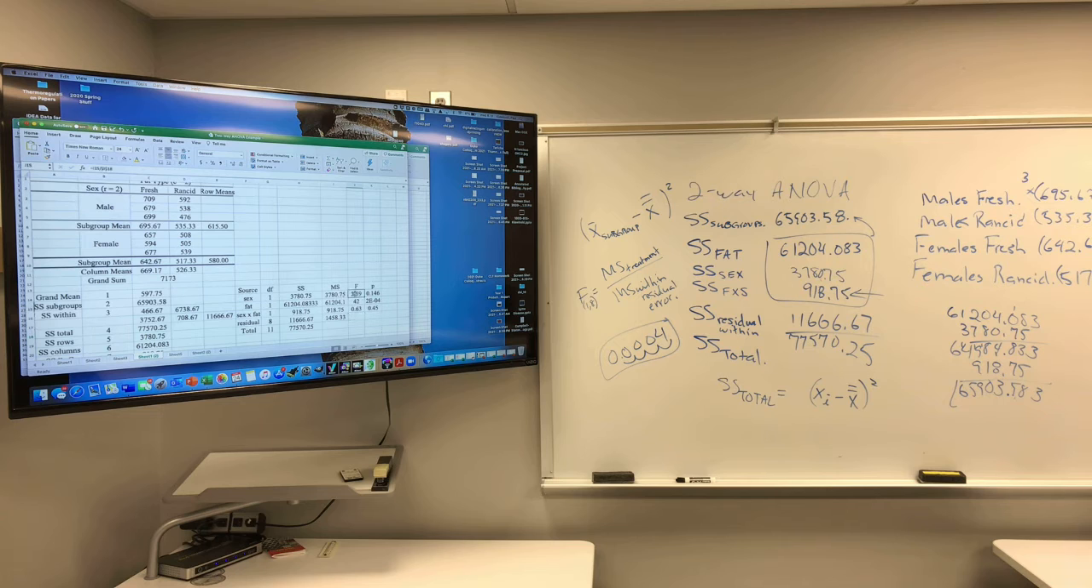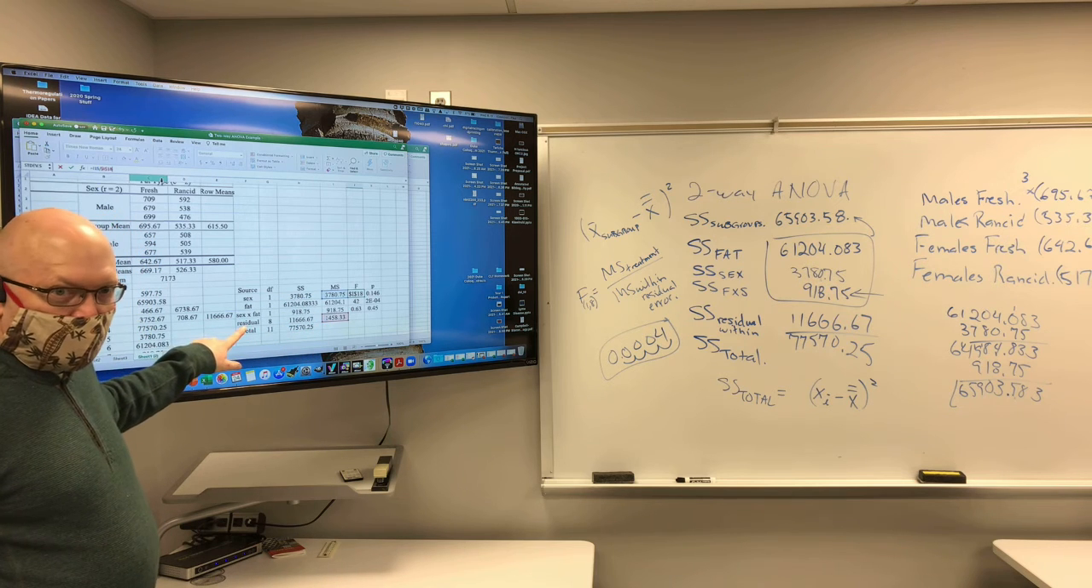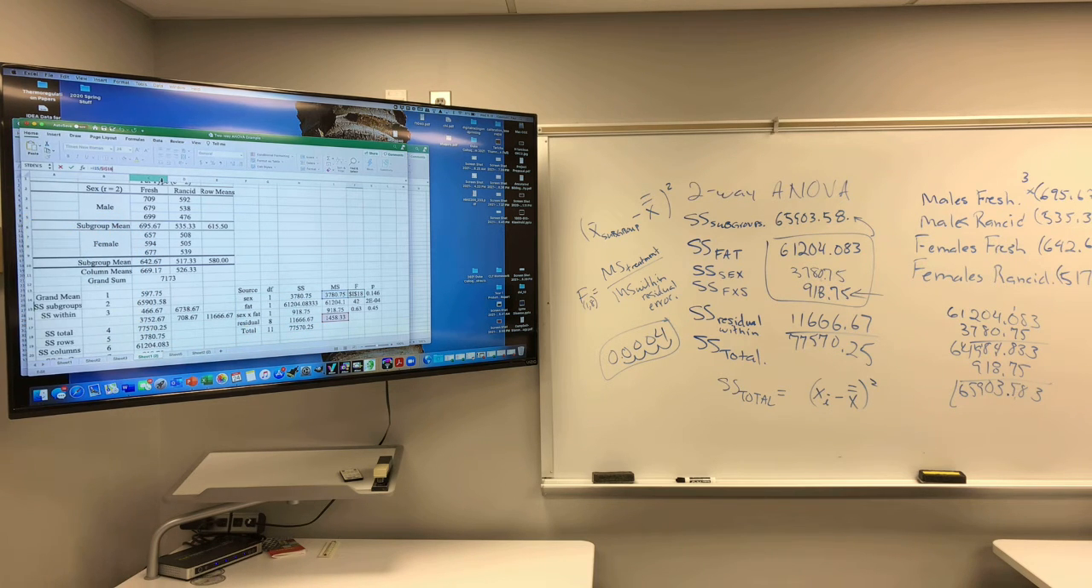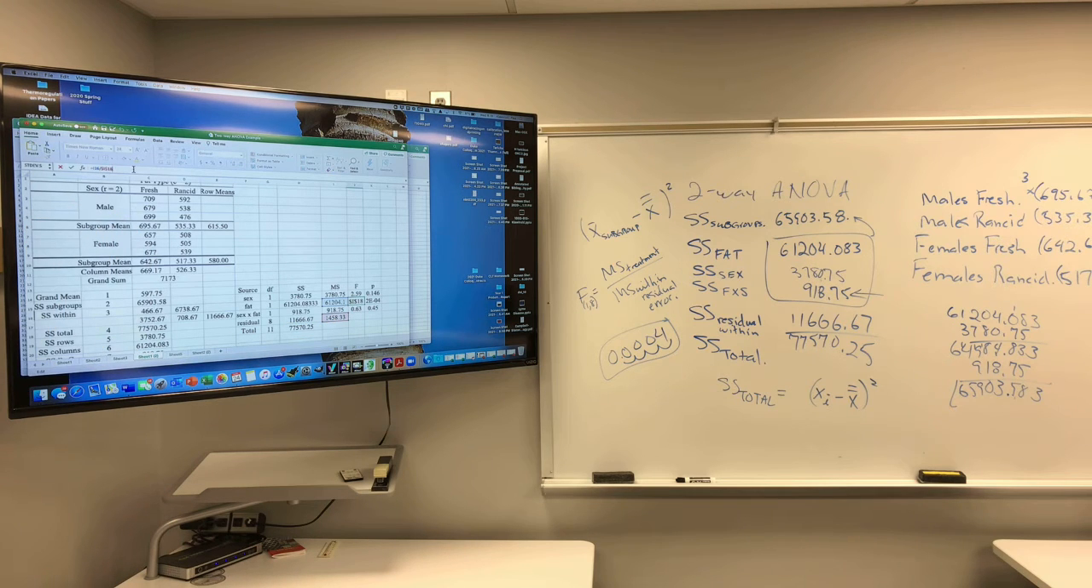So the F is the mean square of whatever the treatment is, in this case sex, divided by the mean square residual, or mean square within. That's what it is for that one. If you want to know what the effect of fat type is, then that is the mean square for fat type divided by mean square residual. And then for the interaction, that is the mean square for the interaction divided by the mean square residual. Does that make sense? Yeah, okay.